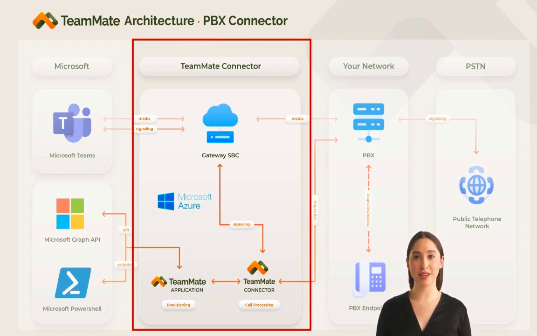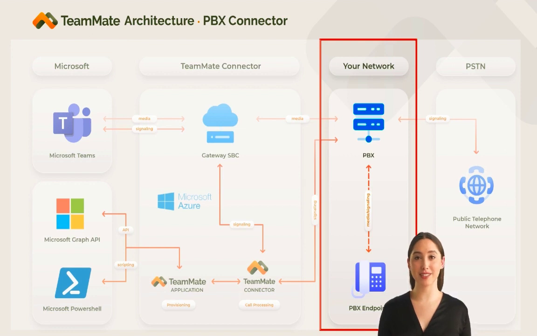The main components are the TeamMate orchestration platform that is responsible for managing all the processes that are required to provision and manage our application in Microsoft Teams. The TeamMate SIP back-to-back user agent, a proprietary system that registers a Teams user to a unique SIP extension on the PBX. And the AudioCodes SBC, a session border controller that is certified to interconnect with Microsoft Direct Routing. All these components run in Microsoft Azure across multiple regions throughout the world.